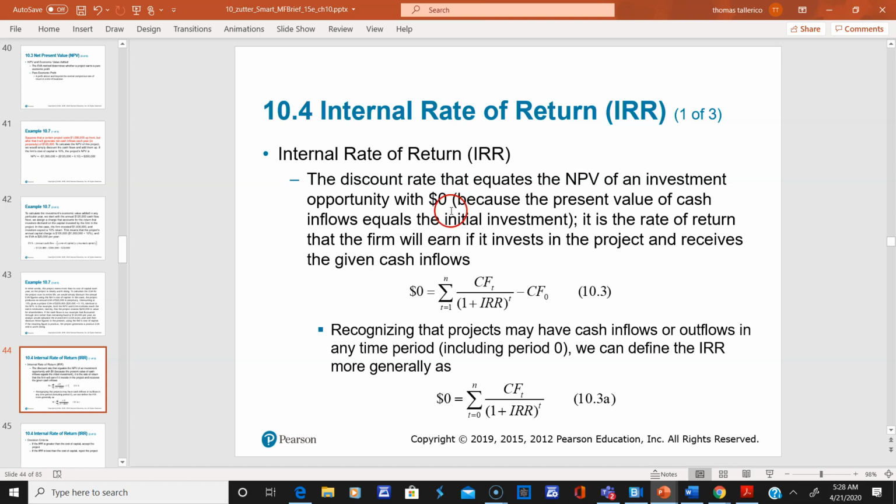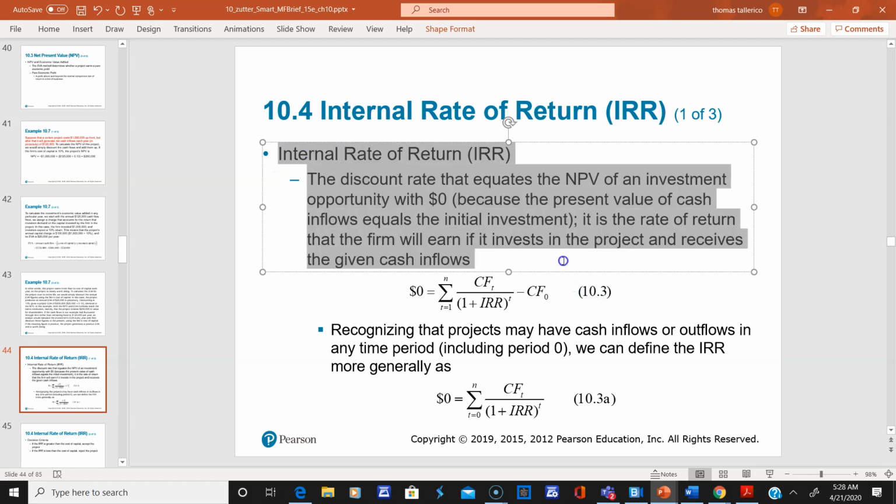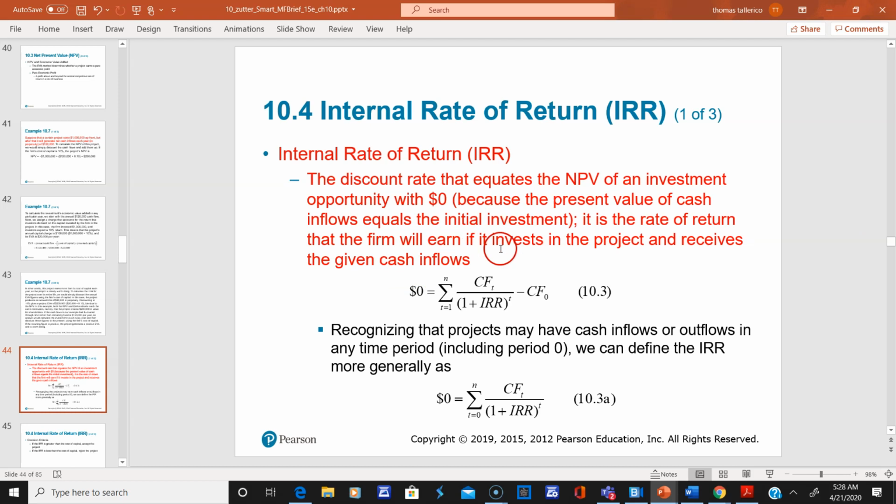So it's the rate of return that the firm will earn if it invests in the project and receives the given cash flow. So that's what this all is, okay? And this is an important statement, okay? So actually, here's a simple equation. All they do is take the equation I showed you for net present value, and they just set it equal to 0. Now, this is difficult to solve by hand. You really need to use the Microsoft Excel for this, okay? Really, that's the only easy way to do it.